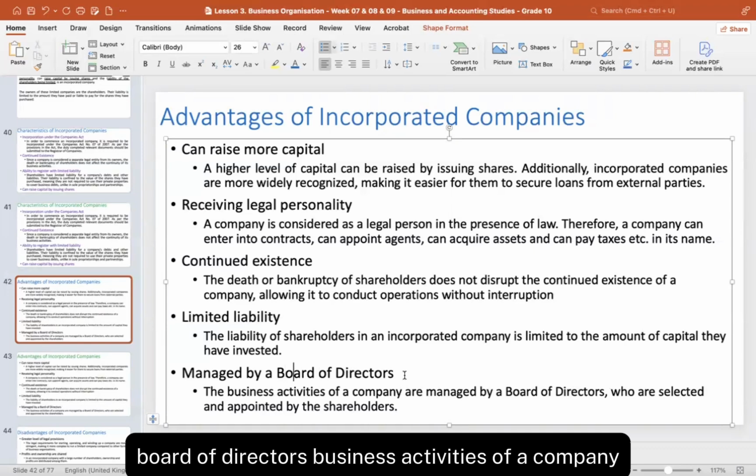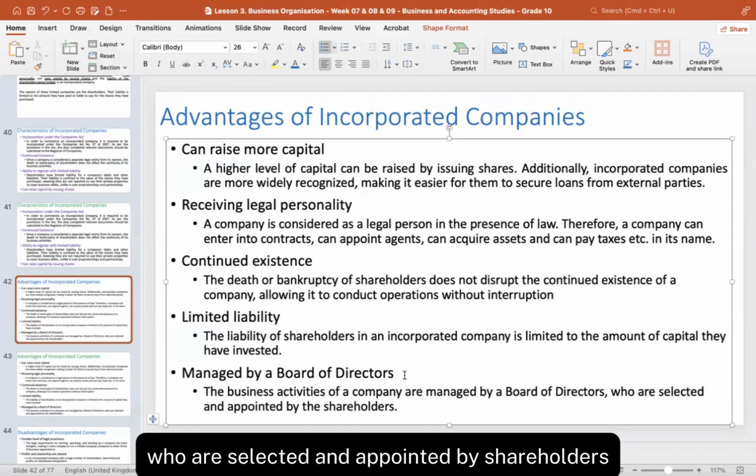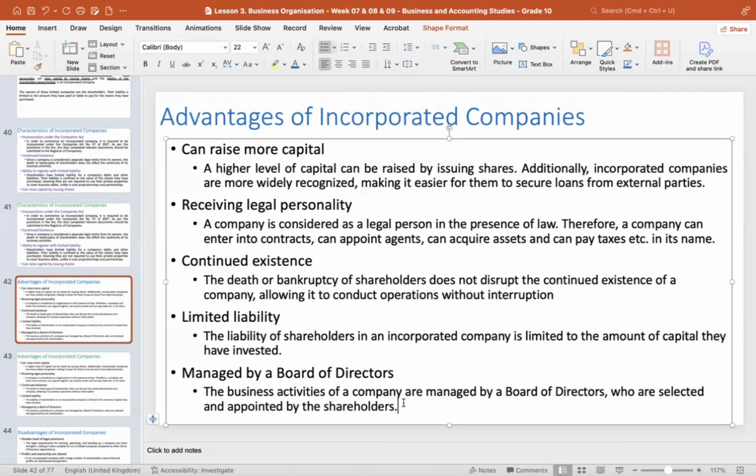Board of directors. Okay. Business activities of a company are managed by a board of directors who are selected and appointed by shareholders. Now, the shareholders are the owners. Those shareholders appoint a board of directors to carry on the work of this company. That board of directors is the one that manages this company. And the ones who select and appoint them are the shareholders.